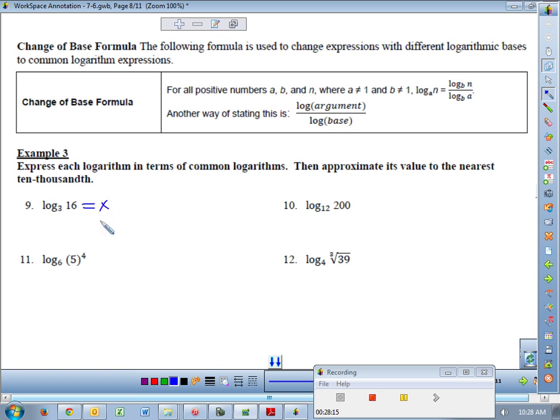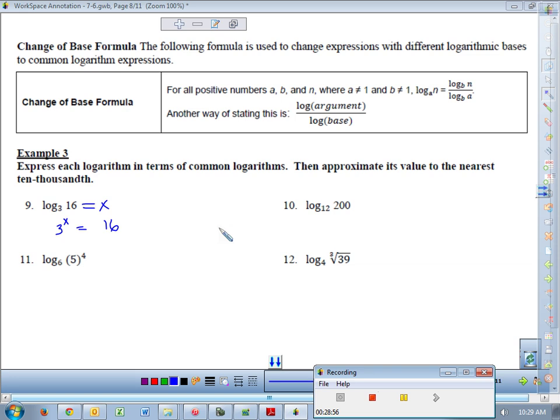Y'all cool with me doing that? Rewrite it exponentially for a second. You don't have to rewrite this, just watch me. What would it be rewritten exponentially? 3 to the x equals 16, correct? Let's see if we can solve for x now. Isn't it an exponential situation?